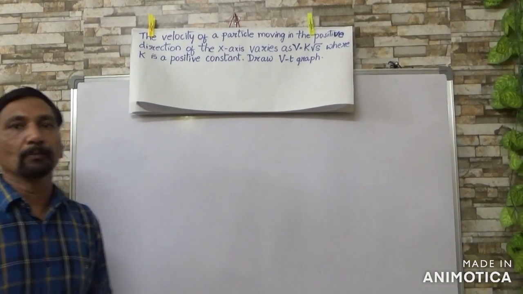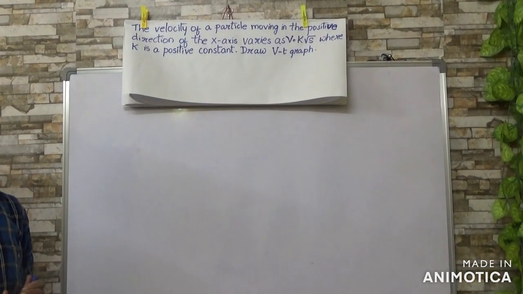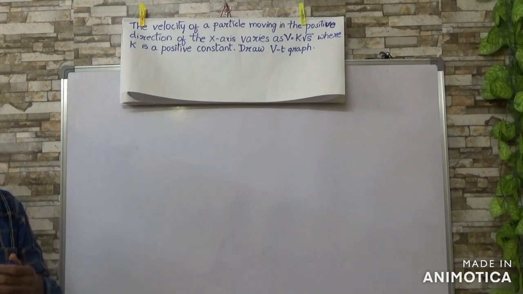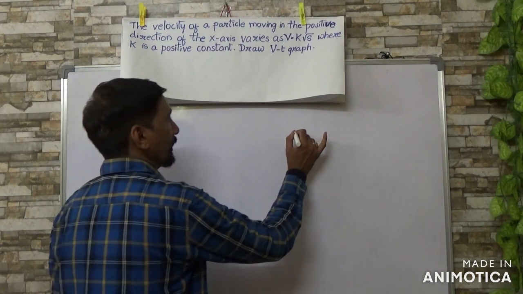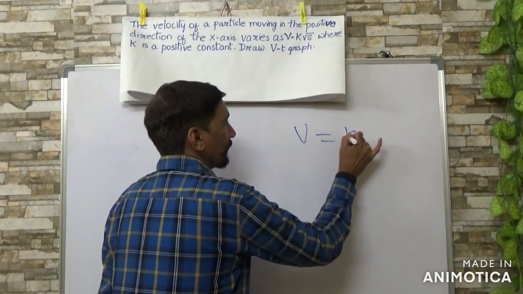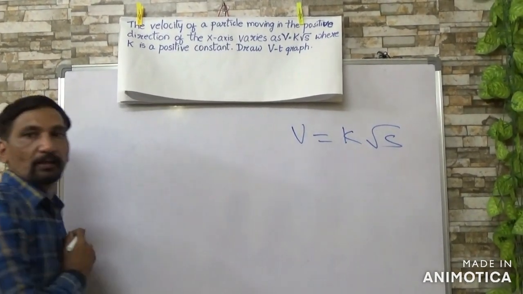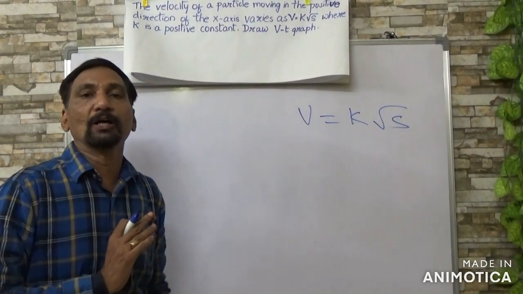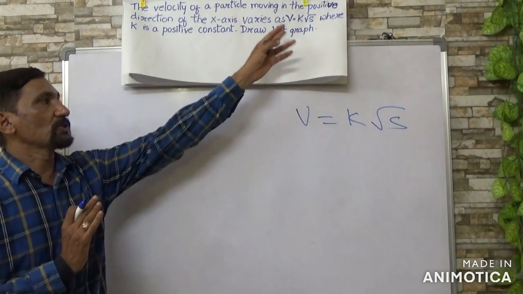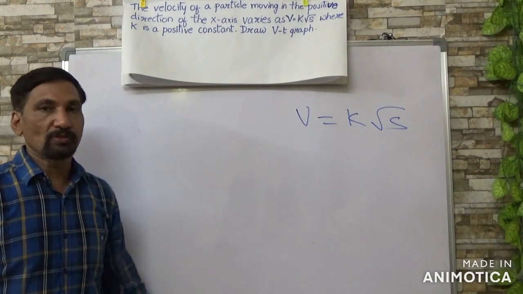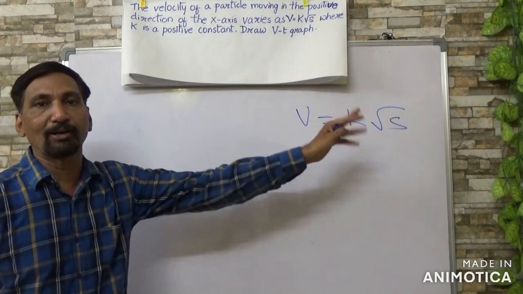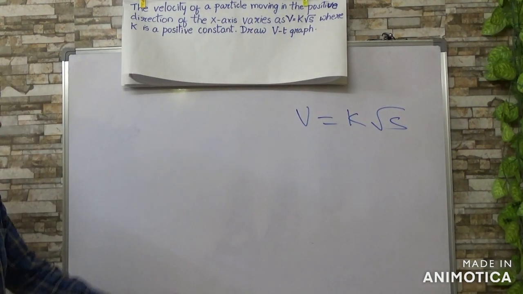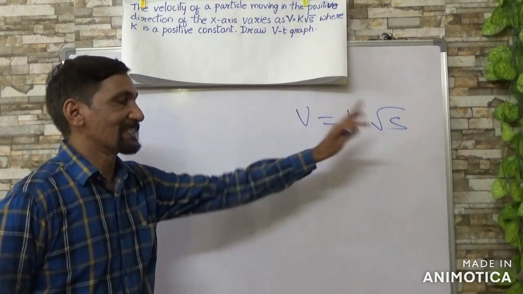Now about the given problem. So there is one particle moving in the positive direction of x-axis. Its variation, velocity with respect to displacement, you have given. But the question is about the nature of the graph, v versus t. Means velocity taken along y-axis and time taken along x-axis. You want to know the nature of the graph. You have given the relation between v and s.